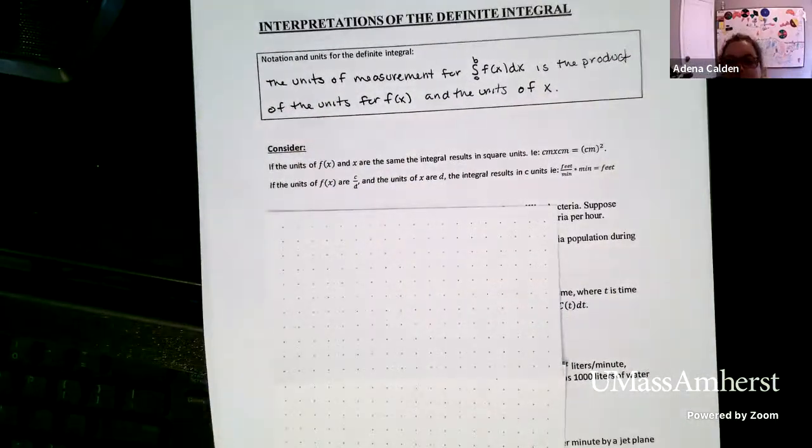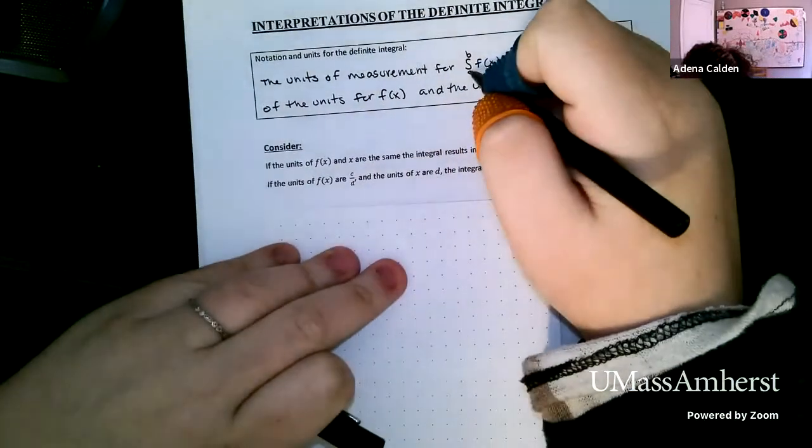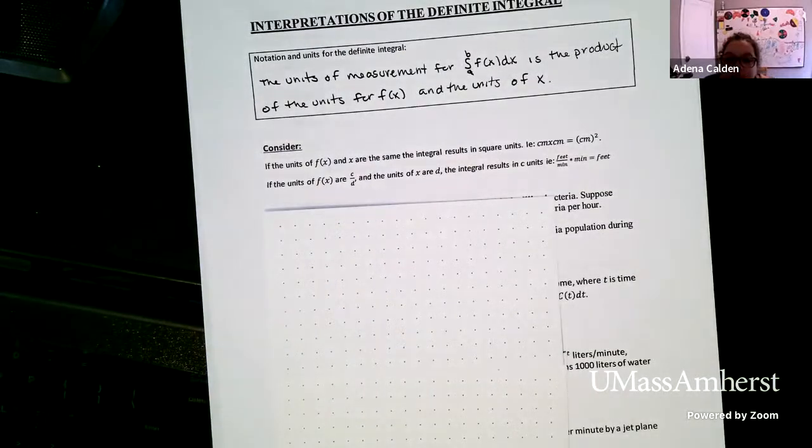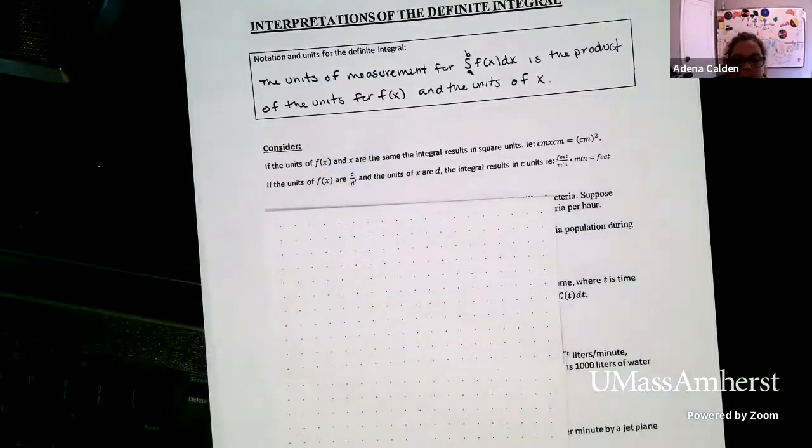The units of measurement for a definite integral, from a to b of f of x dx, is the product, so the multiplication, of the units for f of x, so the units of the function, and the units of x, which is the independent variable within this particular function. There are two scenarios that come up. The first is that the units of f of x and x are the same. That happens occasionally, and if that's true, you end up with some sort of square units.